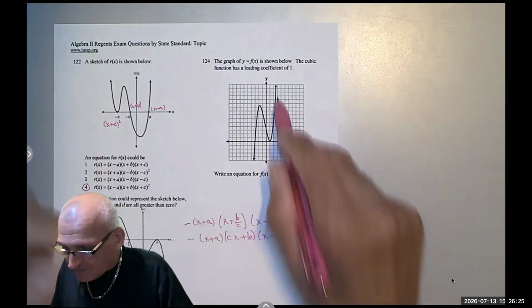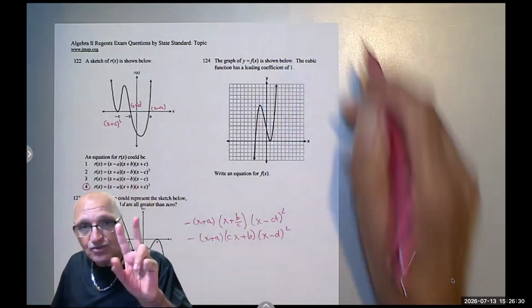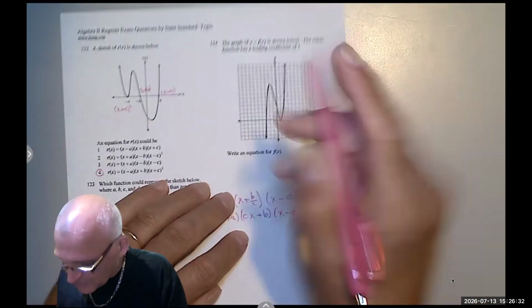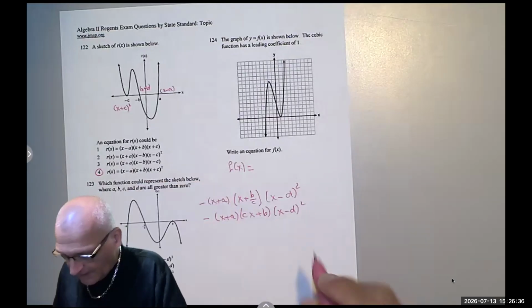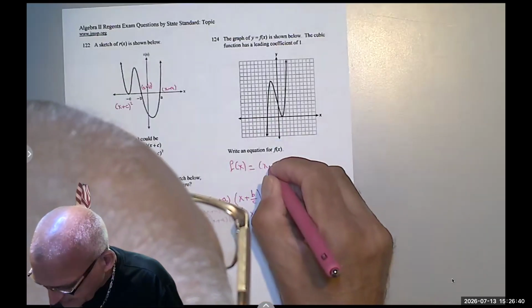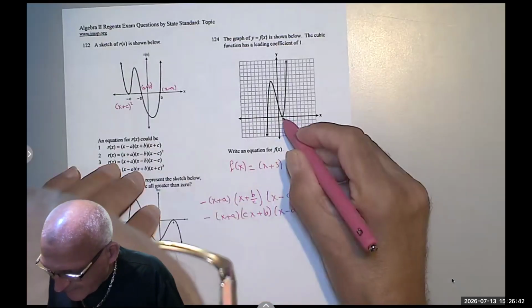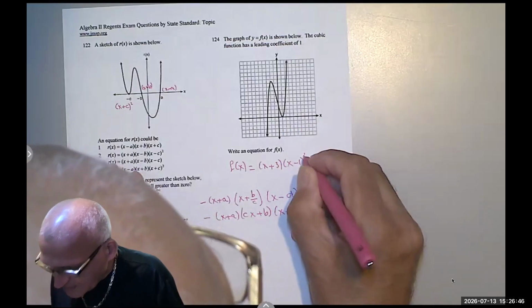Okay, write an equation for f of x. This is third degree because it has two graphs. The right-hand side is going up. So I can say f of x equals, it crosses at -3, so x plus 3, and it bounces at 1, times x minus 1 quantity squared.